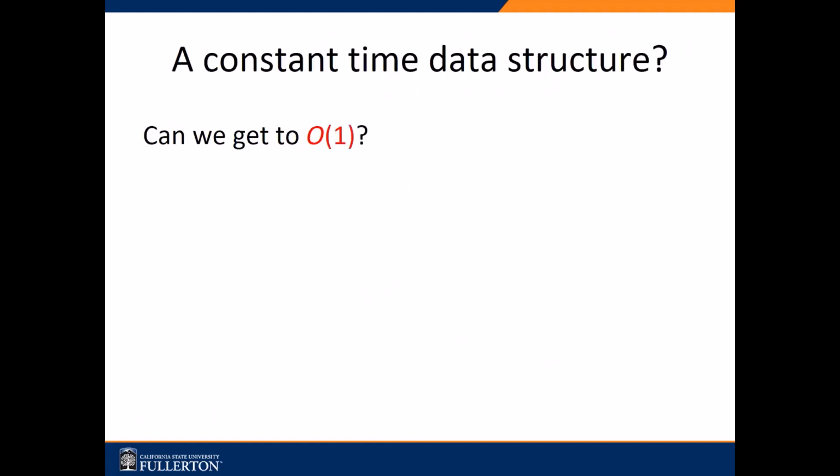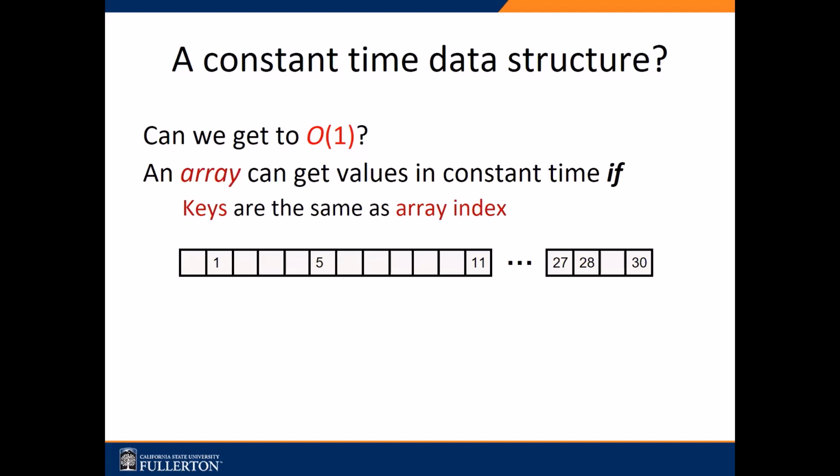Now, is it possible to come up with a data structure that has complexity even lower than log n, say O of 1, that is a constant time data structure. This would be pretty impressive because constant time means that it does not matter how many elements I have in my data structure, 10 elements or a million elements, the time to find an element would be about the same. As it turns out, the simple array can do that.